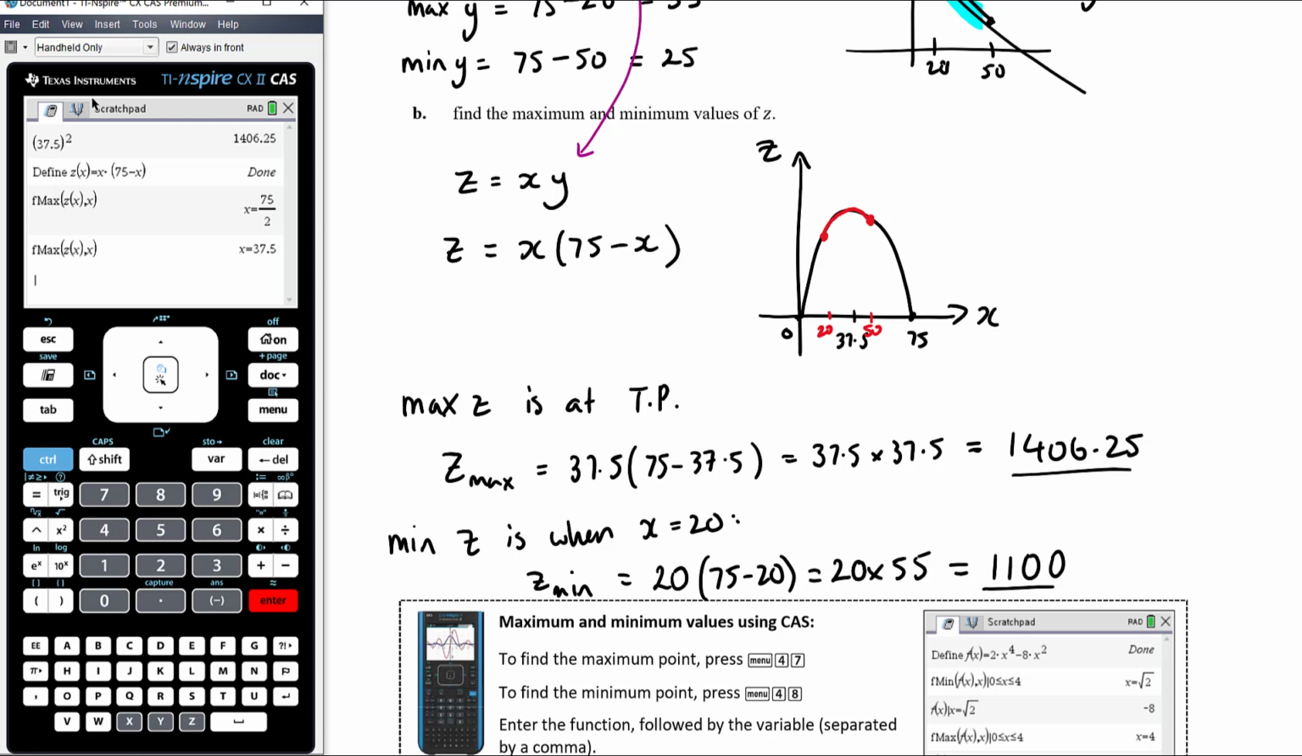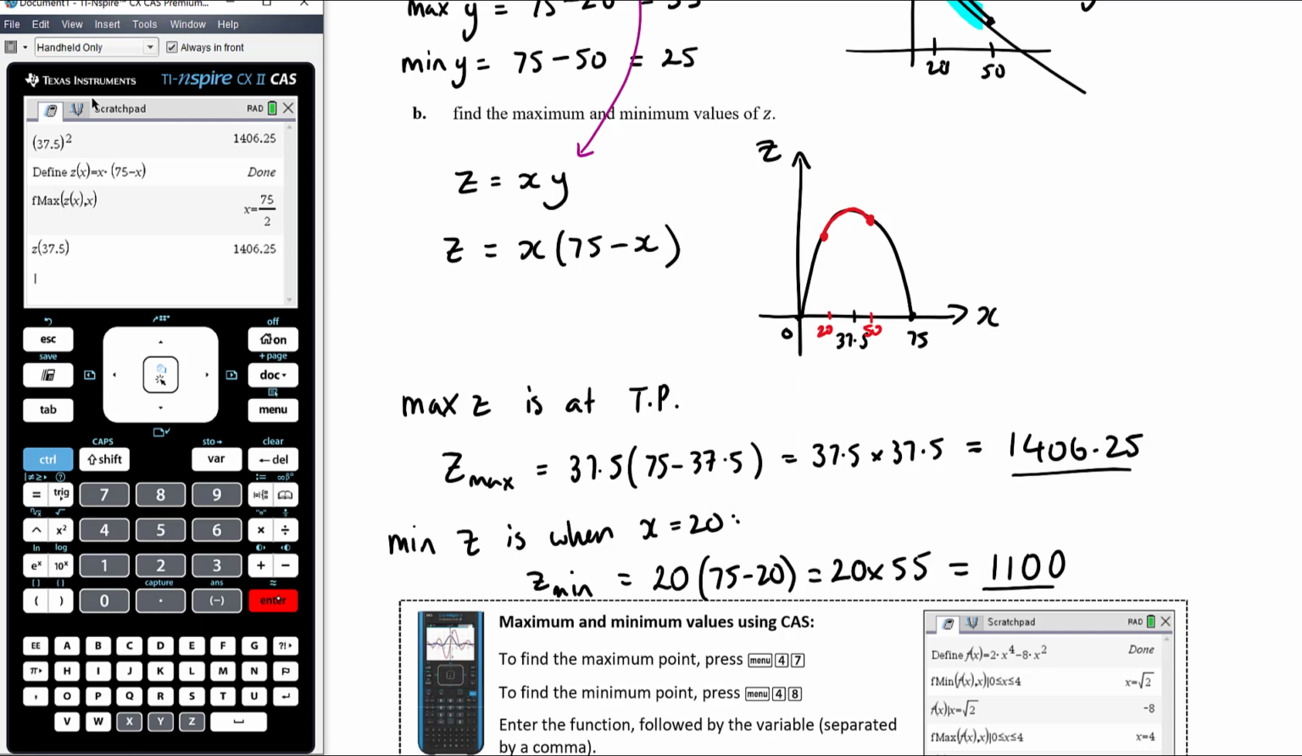Okay. So I don't actually need the domain here. Obviously, if I want to know what the actual maximum value is, it only gives me the x value of where the maximum occurs, so then you would need to sub that back in. So you would need to do z of 37.5, or 75 on 2.